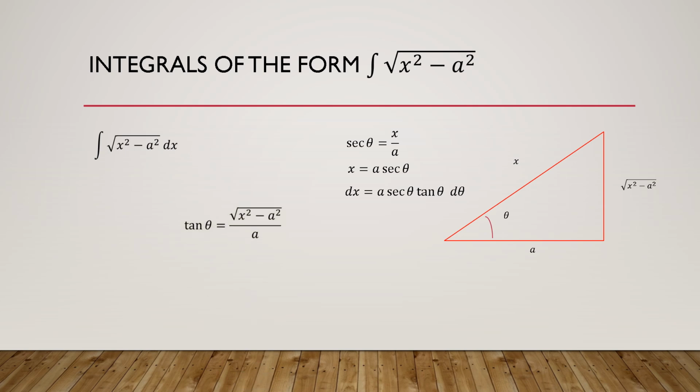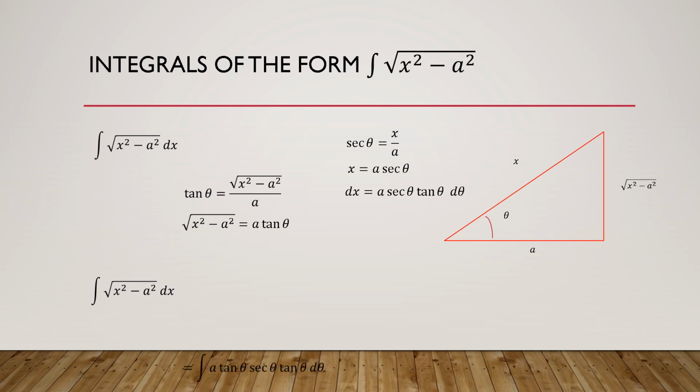We also derive tangent theta equals the square root of x squared minus a squared over a, or the square root of x squared minus a squared equals a tangent theta. So the integral of the square root of x squared minus a squared dx equals the integral of a tangent theta times secant theta times tangent theta d theta, or a times the integral of tangent squared theta secant theta d theta.